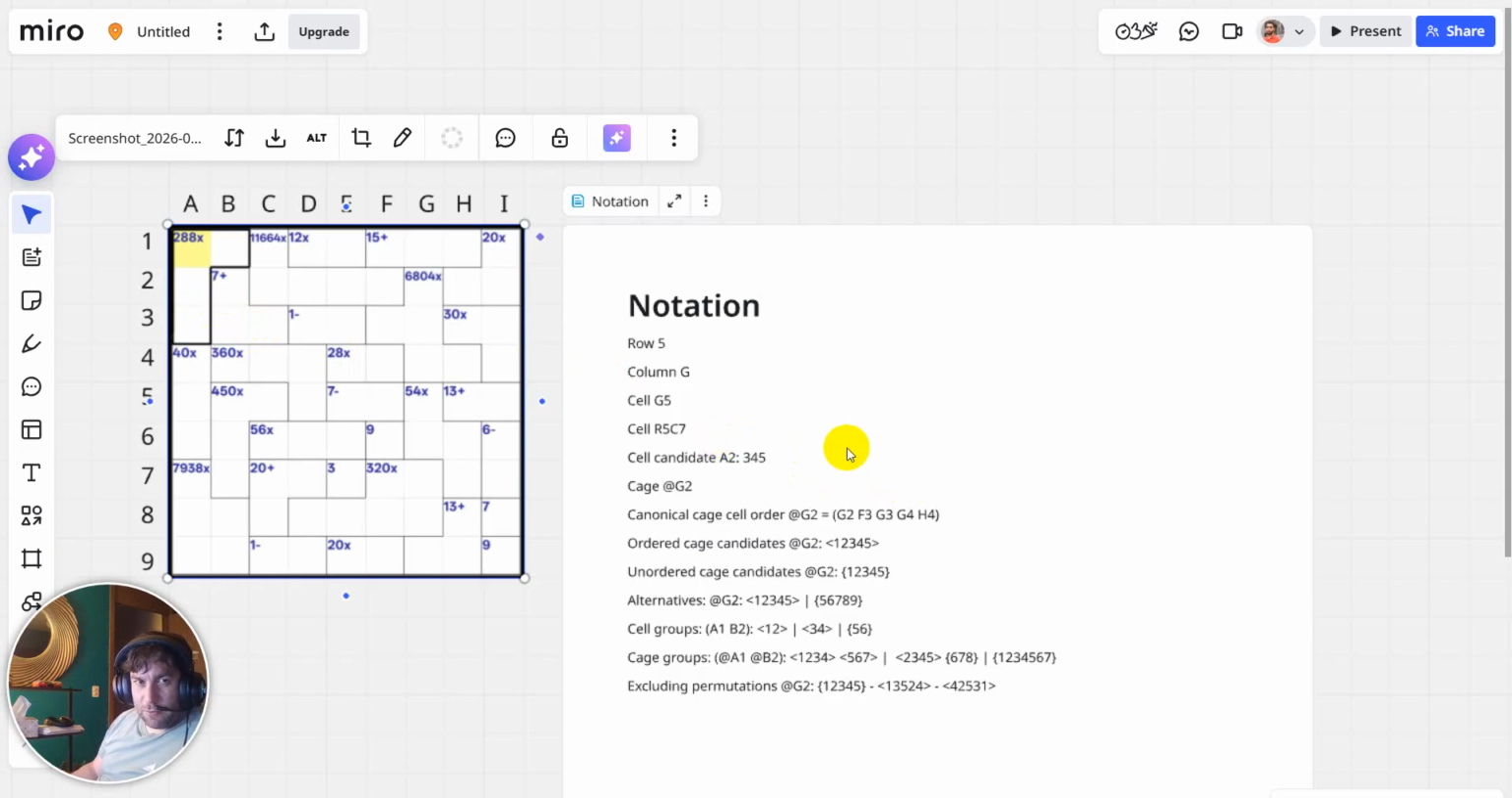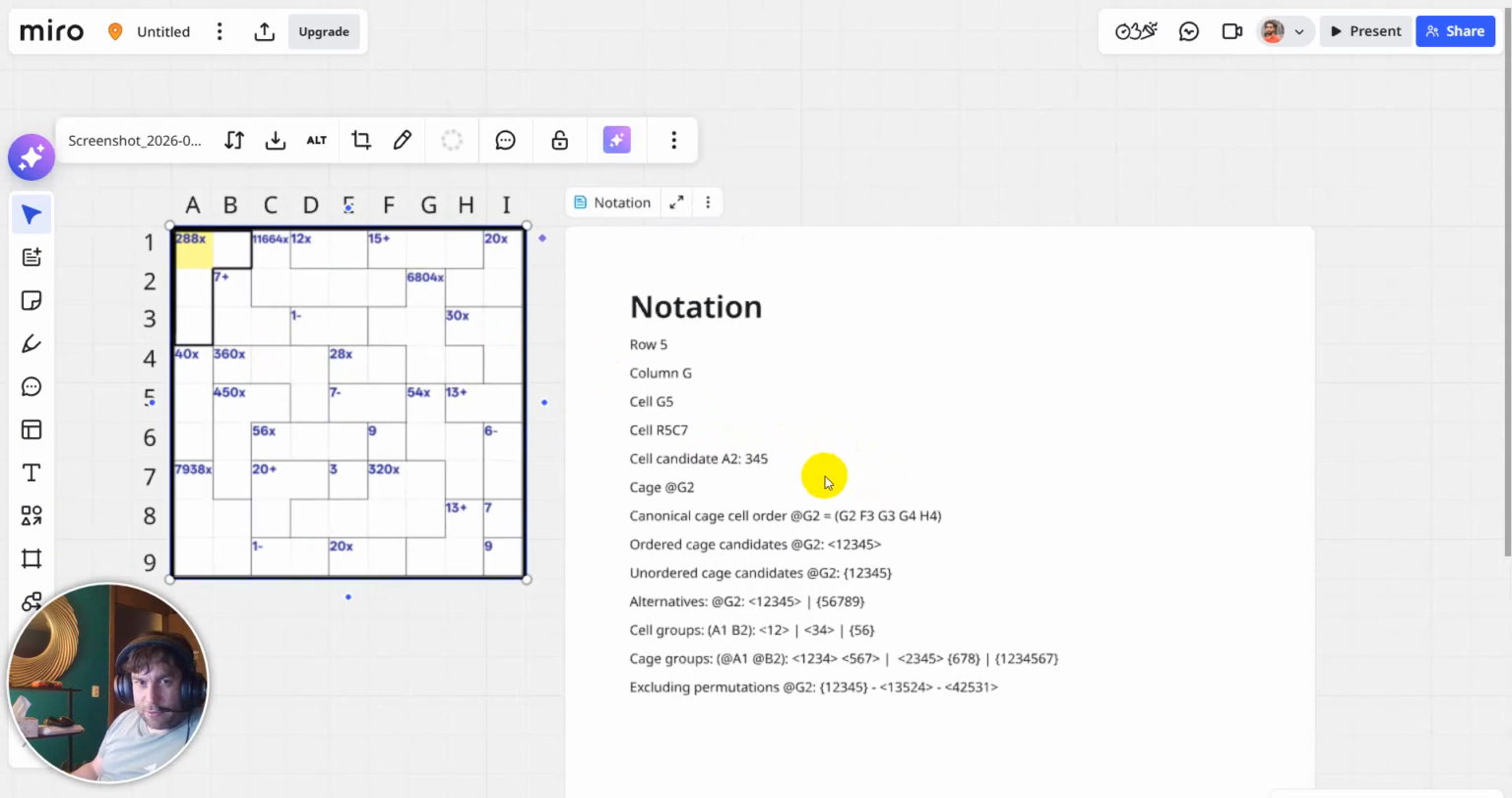We want to be more specific. So we have two notations. Ordered cage candidates, also known as fixed order or exact assignment. We write them with angle brackets. For example, here we write it as cage G2 has in angle brackets 1, 2, 3, 4, 5. It means that, remember the cage cell order, this is 1, this is 2, this is 3, this is 4, this is 5. No other interpretations.